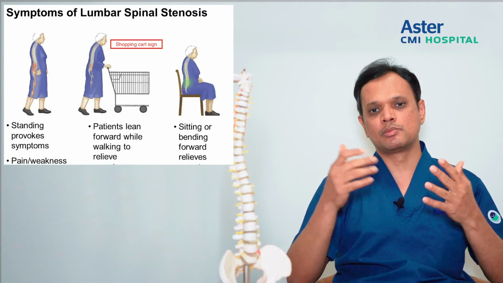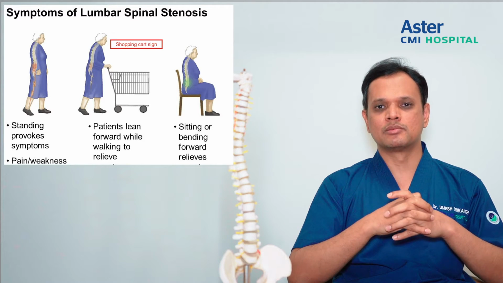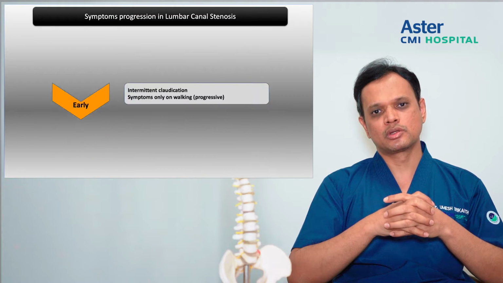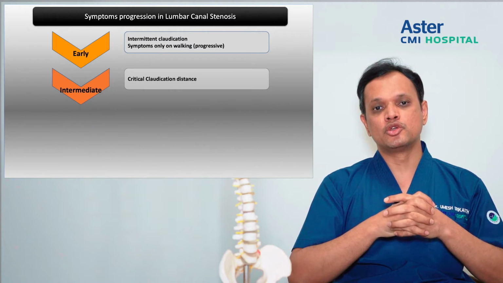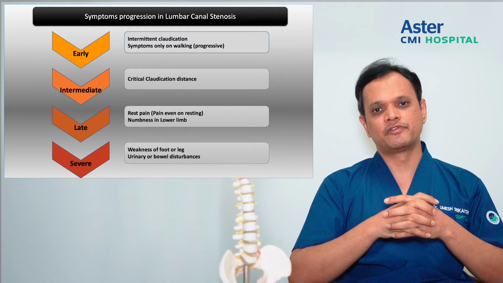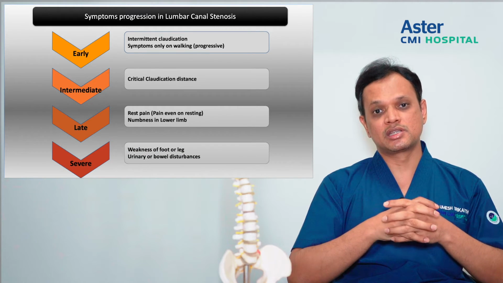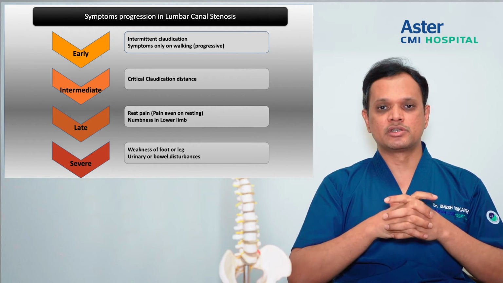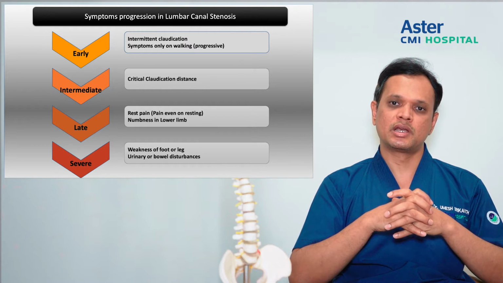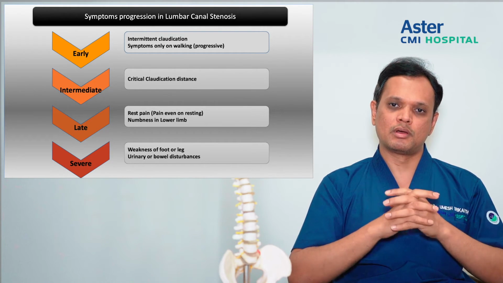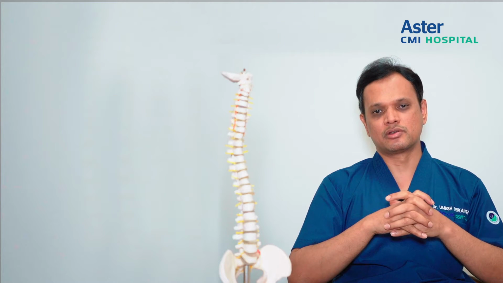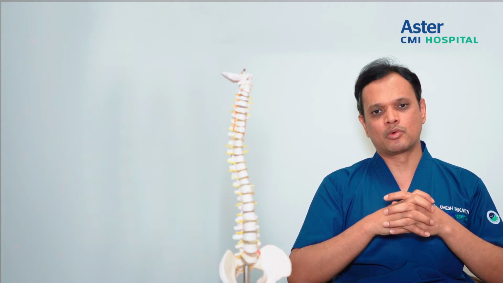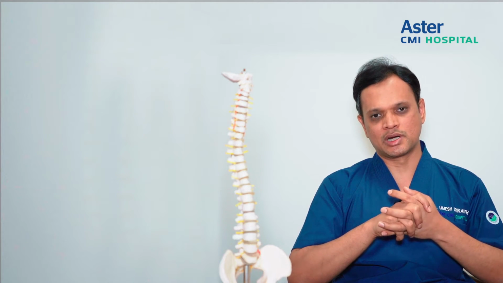This symptom is usually progressive. It starts as a very minor symptom and becomes more and more progressive as the person ages or as the disease progresses, so that in later stages persons will not be able to walk even 100 meters or even 50 meters. And in even severe cases, this kind of pain can come even while sitting, while standing, or even while lying down, which is called rest pain or rest numbness. These kinds of symptoms are more common in lumbar canal stenosis. Of course, the other symptoms that can be there are back pain as well as radicular pain, or what is called sciatica.